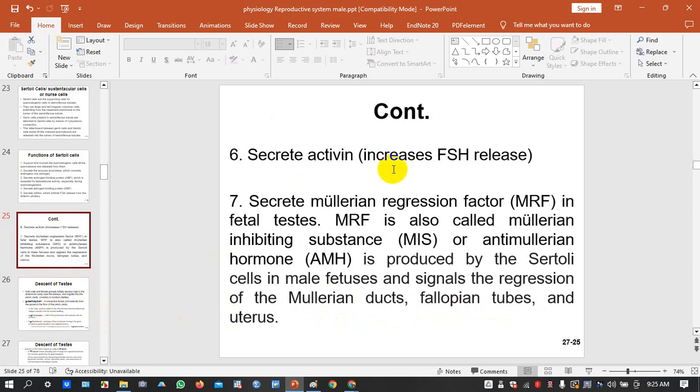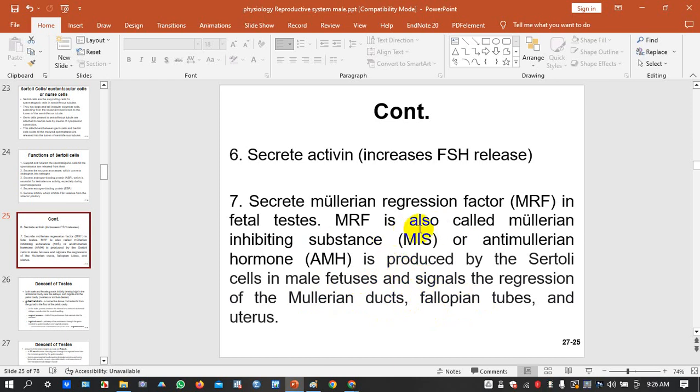Sertoli cells secrete activin, which increases follicle stimulating hormone release. Sertoli cells also secrete Mullerian regression factor, or anti-Mullerian hormone, which is also called Mullerian inhibiting substance. This hormone is produced by Sertoli cells in male fetuses, and this is what signals the regression of the Mullerian duct, fallopian tubes, and the uterus.